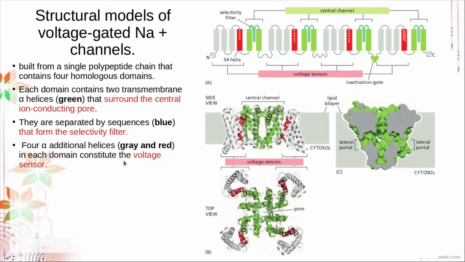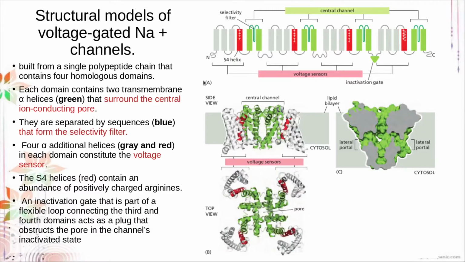And lastly, you have the voltage sensors, the gray and the red, specifically the red ones, which are used as voltage sensors. The red helices are called S4, because it's the fourth helix of the domain. They contain positively charged arginine residues. And you have an inactivation gate that is part of the flexible loop between the third and fourth domain. It is an additional domain, and it acts as a plug to obstruct the pore in the channel's inactive state.